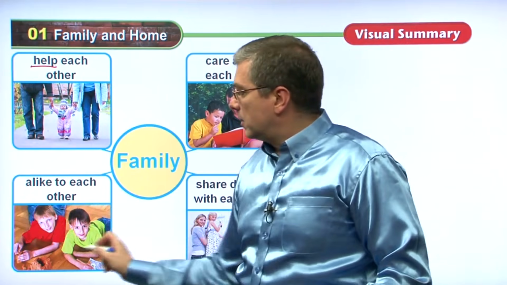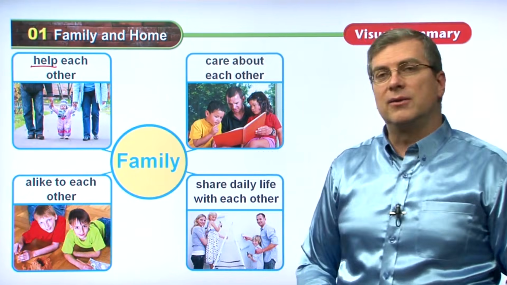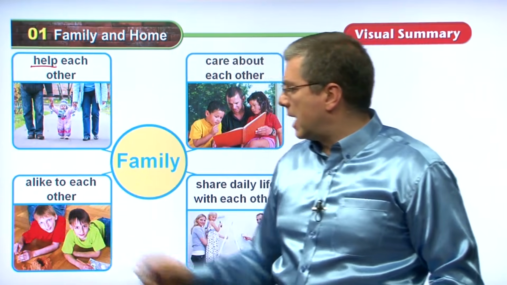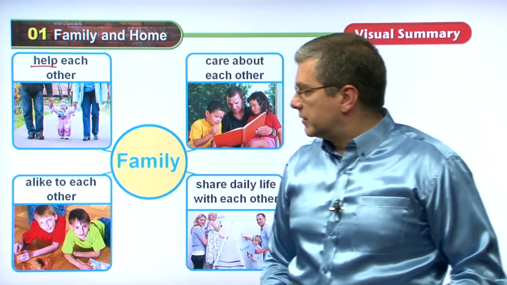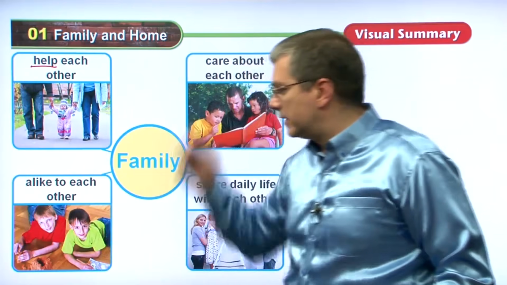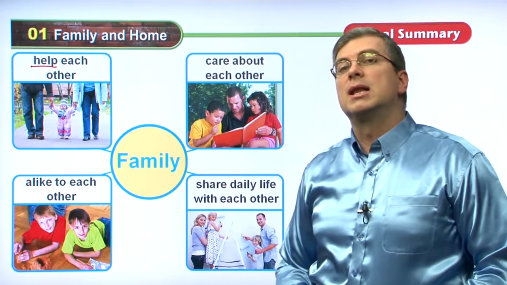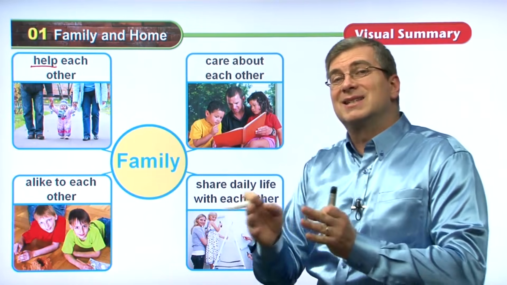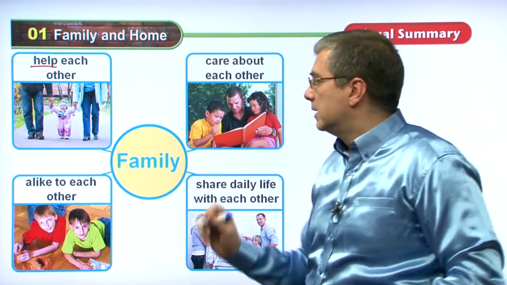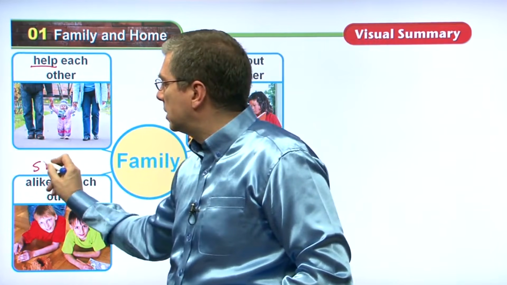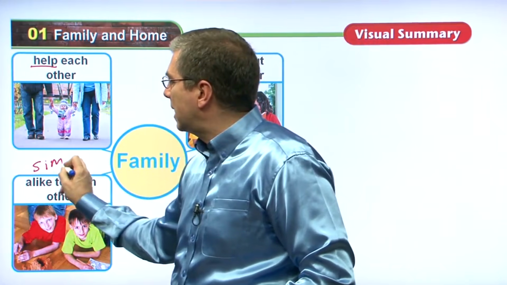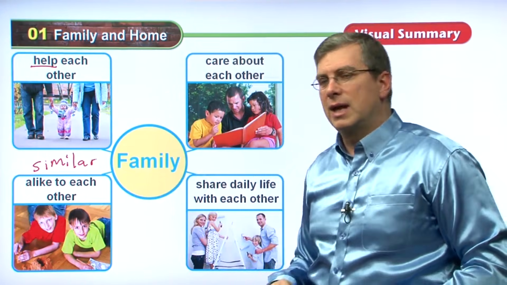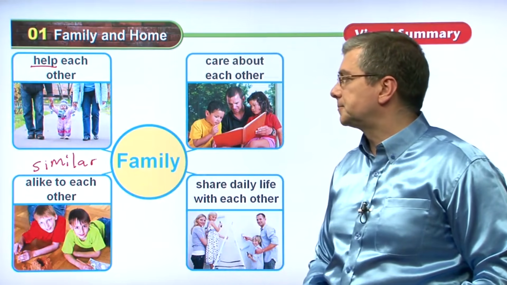And of course, over here we can see a characteristic about a family is that they are alike to each other, right? They kind of look alike, right? Maybe they are brothers. So they seem to have the same kind of eyes, the same hairstyle. They are alike to each other. It doesn't mean exactly the same. It means alike, similar to each other, okay? So alike can also be similar. Not exactly the same, but kind of alike, similar. Okay, similar or alike to each other.